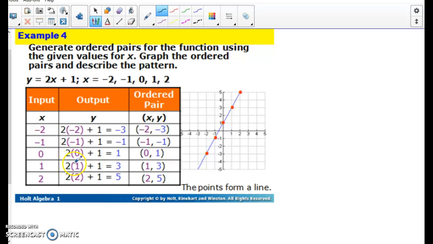So like if I put in 1 here, so remember my rule is 2 times and then plus 1. So if I put in 1, 2 times 1 is 2, plus 1 is 3. So I put in 1 and I got out 3. So I put a dot at 1, 3.